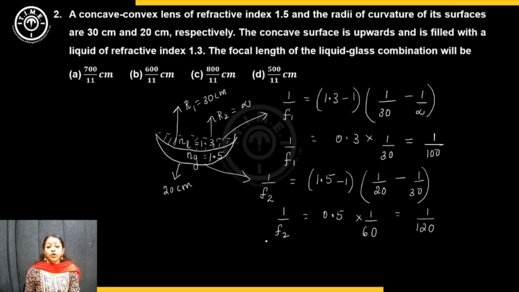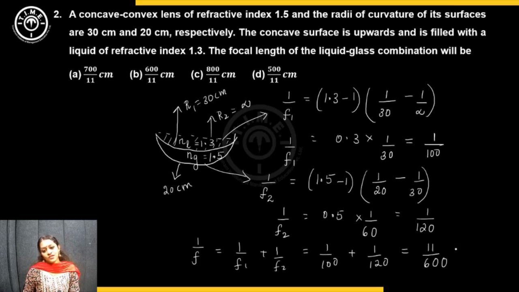And what you have to find here is the focal length of the liquid glass combination. When you have two lenses in contact, you can find the focal length of the combination by taking 1/f1 plus 1/f2, right? So just take 1/100 plus 1/120. Solving this, you will get it as 11/600. So that is 1/f. So what is f? f is finally 600/11 centimeter. So the answer for this question is option B.